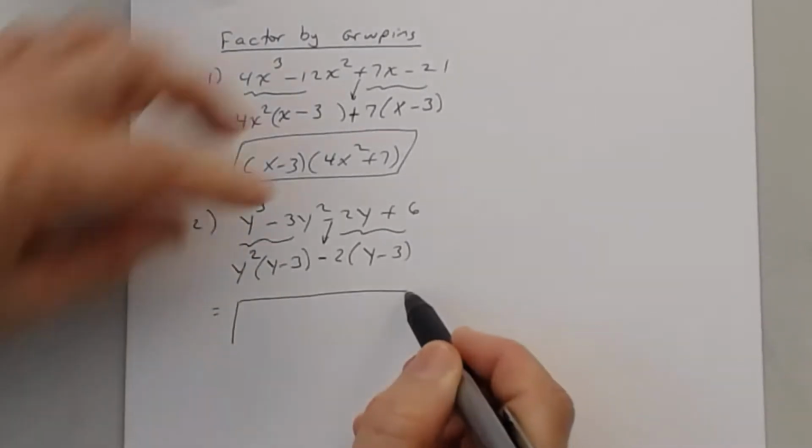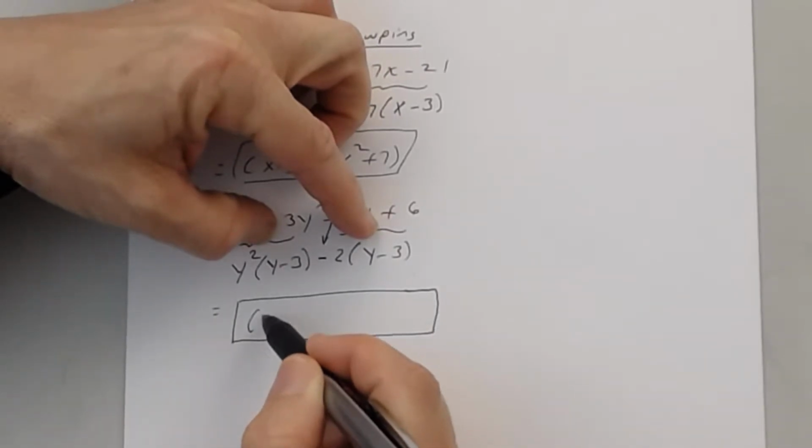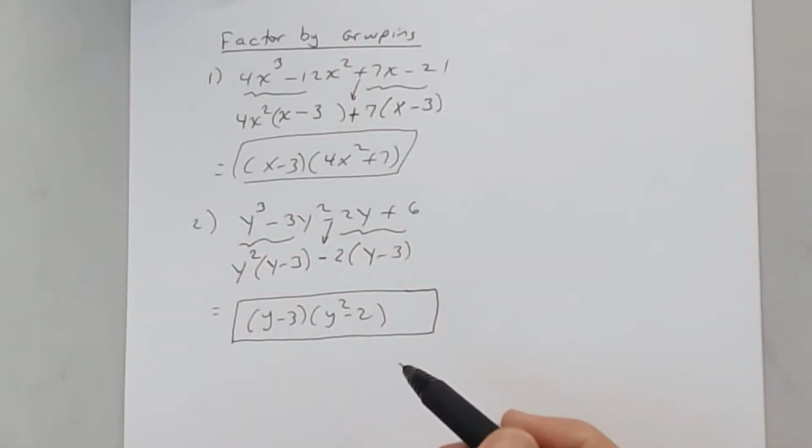All right, and so therefore, what's the answer? What's the GCF of those two groups? y minus 3. So what's the answer? y minus 3 times y squared minus 2. Okay, so that's the answer.